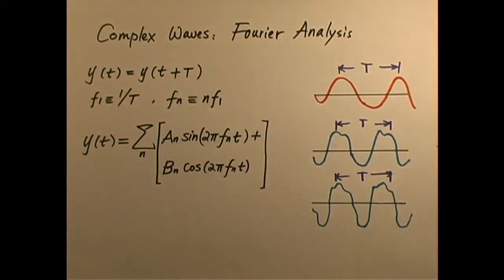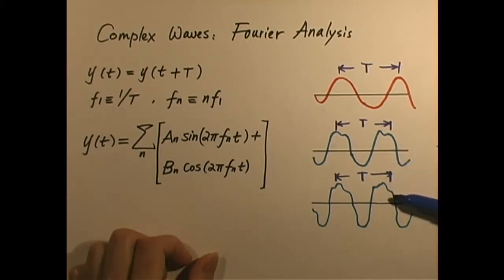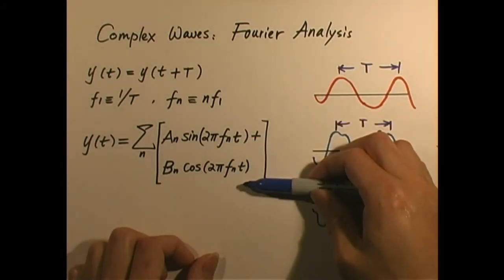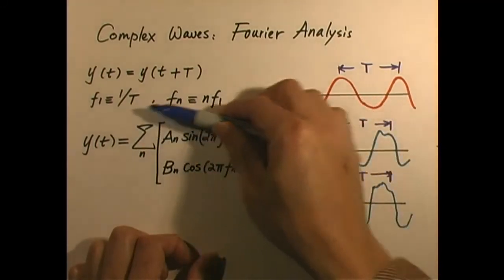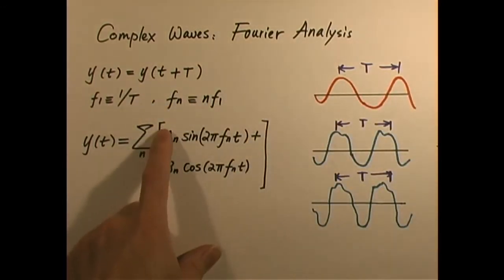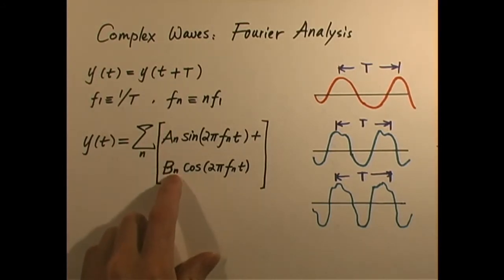So this is to say any periodic wave can always be represented by a whole bunch of sine and cosine functions, in other words, simple harmonic waves. This procedure of breaking down any complicated periodic wave into a series of sine and cosine functions of those frequencies is called Fourier analysis. Each term is called a Fourier component.